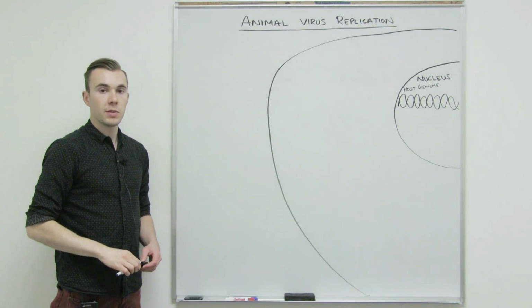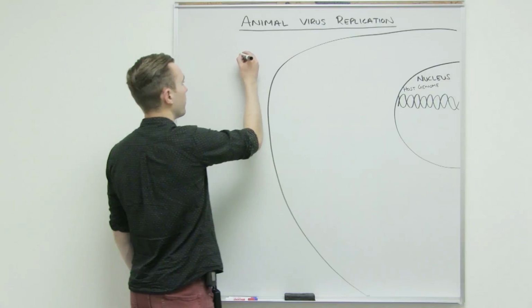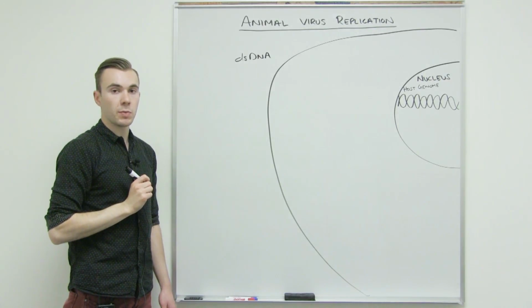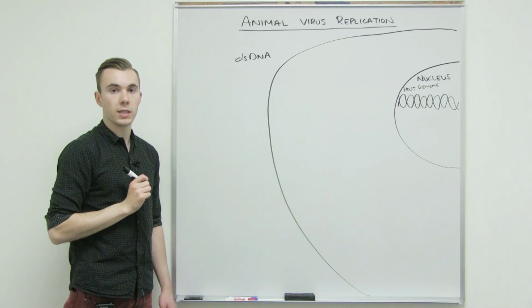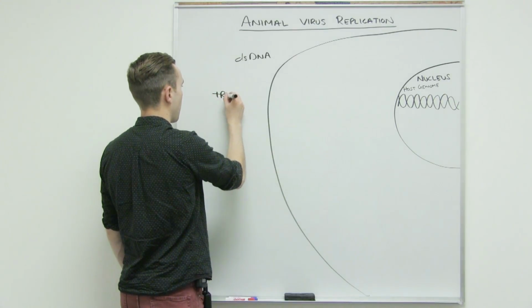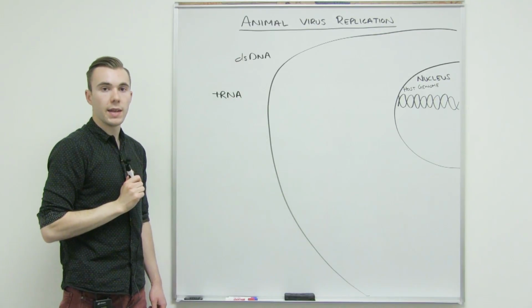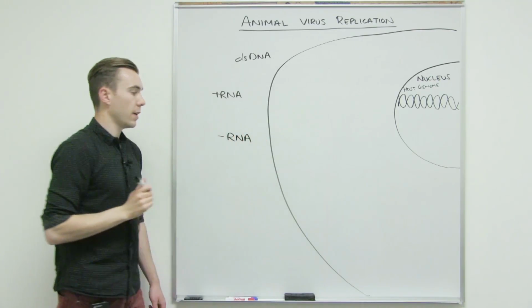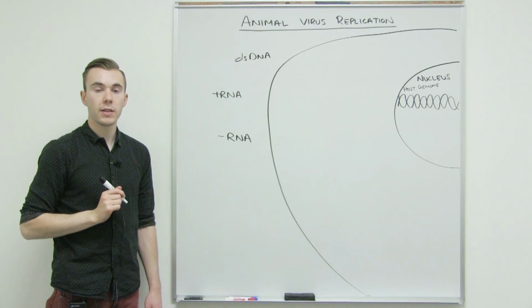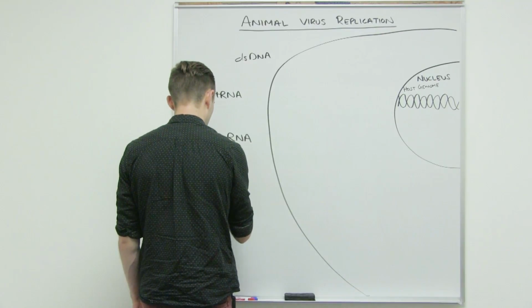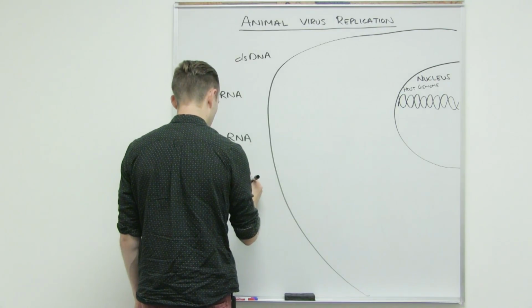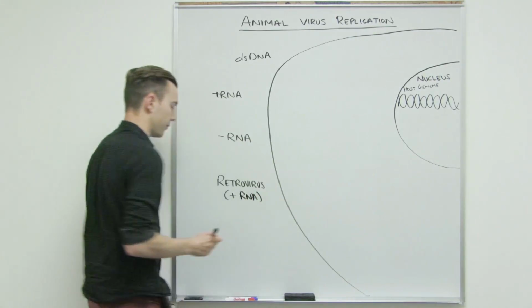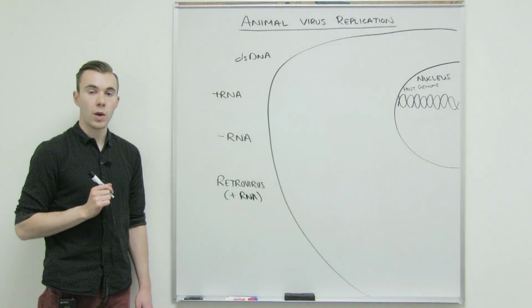So we need to first look at the different types of animal viruses. We have double-stranded DNA. We have RNA, but we have to be more specific because we have both positive, or in other words, sense RNA. We have negative or antisense RNA. And we have a special type of virus that's also RNA that's called retroviruses. And they have a positive or sense RNA genome. So we're going to walk through each of these viruses and the replication strategies.